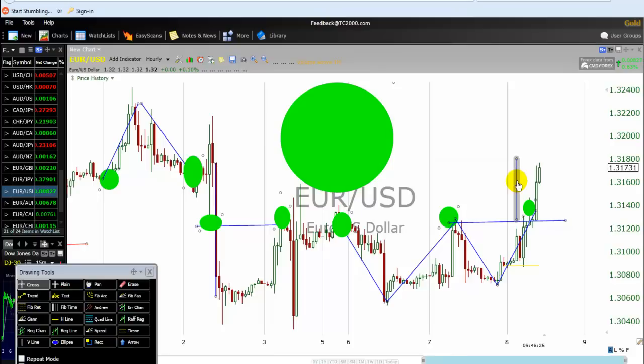So from the bottom of the round bottom to the neckline. I need to say something very, very important here. The neckline of a round bottom, of an inverted head and shoulder pattern, of a head and shoulder pattern, is a psychological price level. Now I do not need to repeat that. Very important. Once we measure the distance from here to the neckline, we will project it.